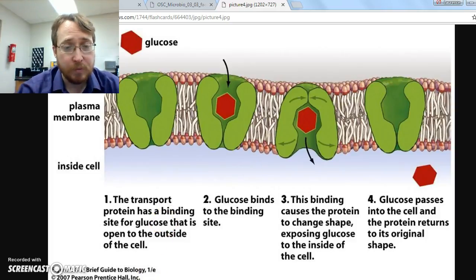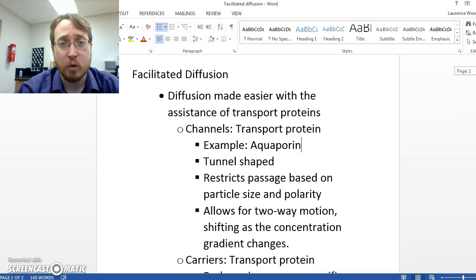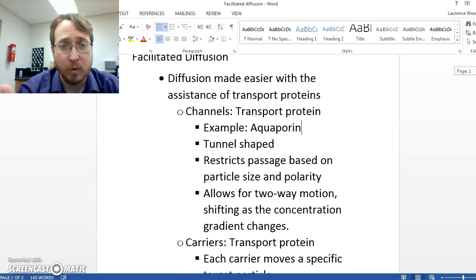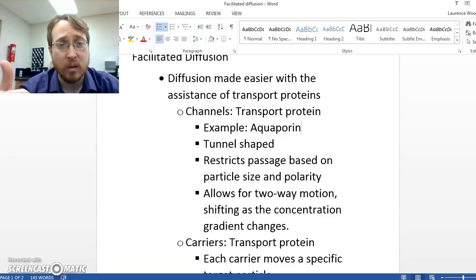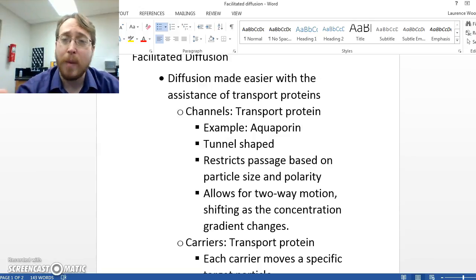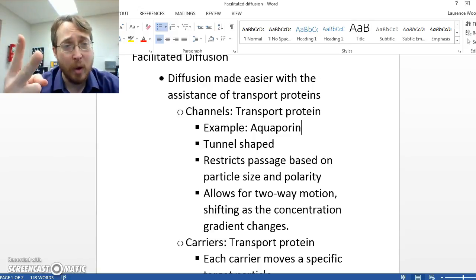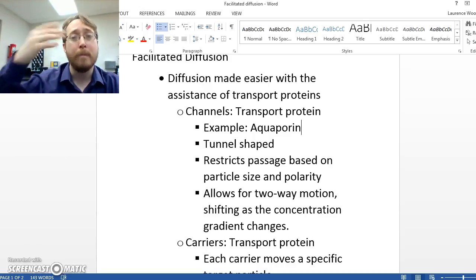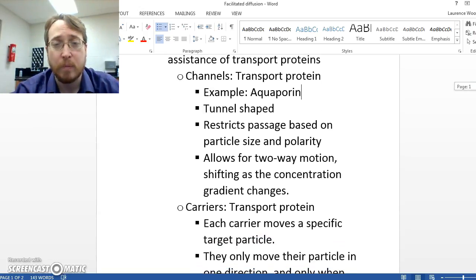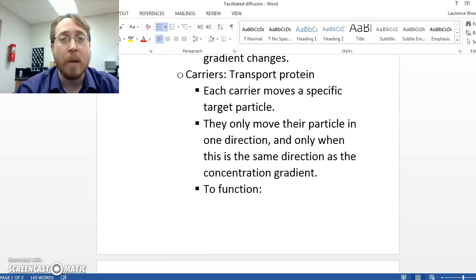So let's review. Facilitated diffusion is diffusion made easier with the assistance of transport proteins. And we have two types. Channels, and we are kind of familiar with them because aquaporin is an example of a channel. They are all tunnel-shaped. They restrict passage of the particles based on size and polarity, and they allow for two-way motion, and they shift between them as the concentration gradient changes. Carriers, on the other hand, move a specific target particle. They only move their particle in one direction, and only when that is the same direction as the concentration gradient.